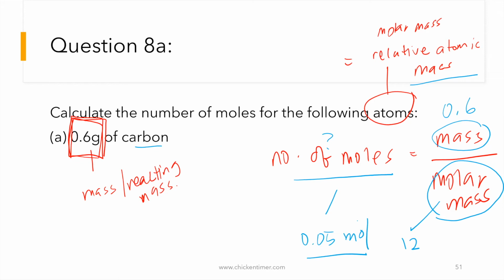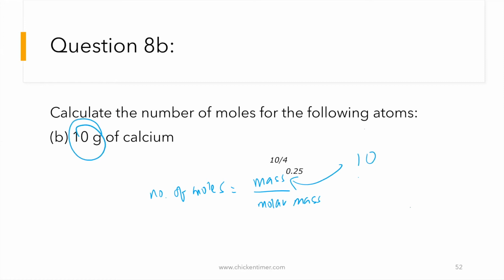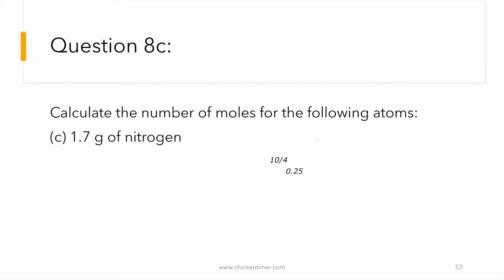Any issues? Okay, I'm going to show you some more, then I'll give this question to you. We start with number of moles equals mass over molar mass. Mass is the reacting mass here, which is 10. Your molar mass is 40. Next one. Remember your units. 1.7 divided by 14 is 0.121.